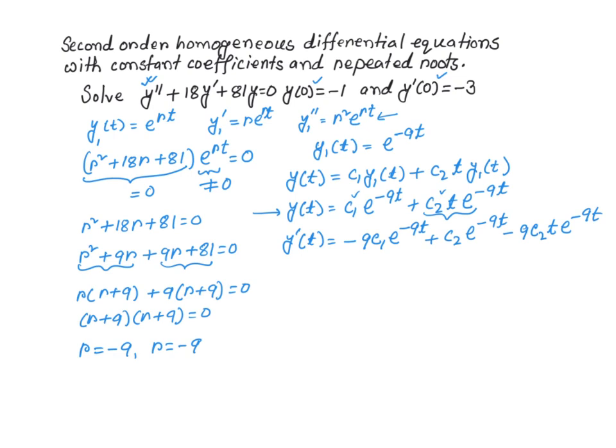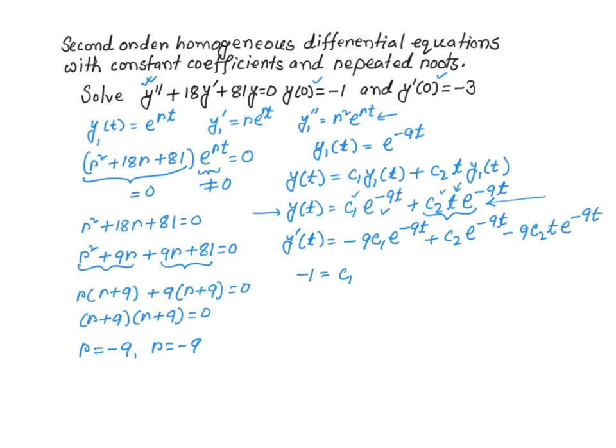Now y of 0 is negative 1. So it's going to be negative 1 is equal to c1, because e to the power negative 9t is going to be e to the power 0, which is 1. And then there is a t here being multiplied. So t is 0, so this term is going to vanish. So the first equation gives me c1 is equal to negative 1.